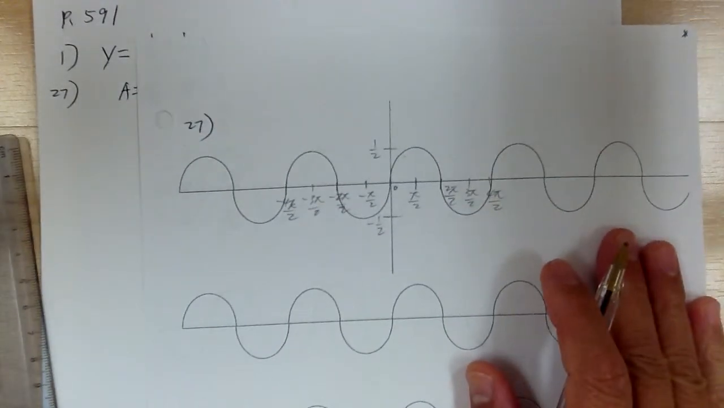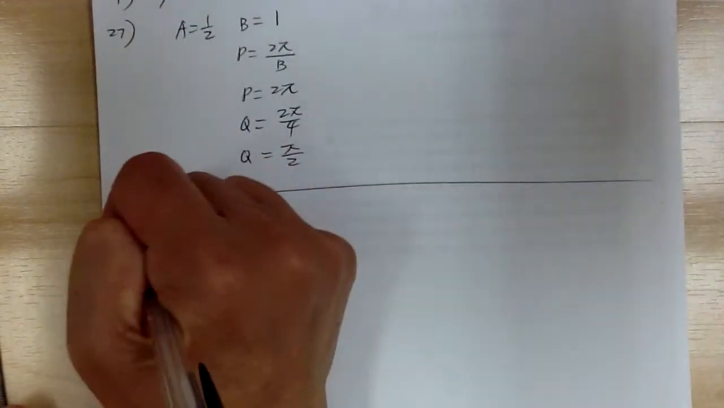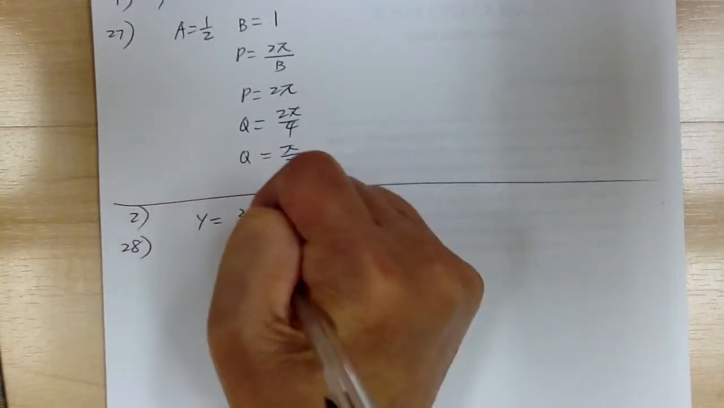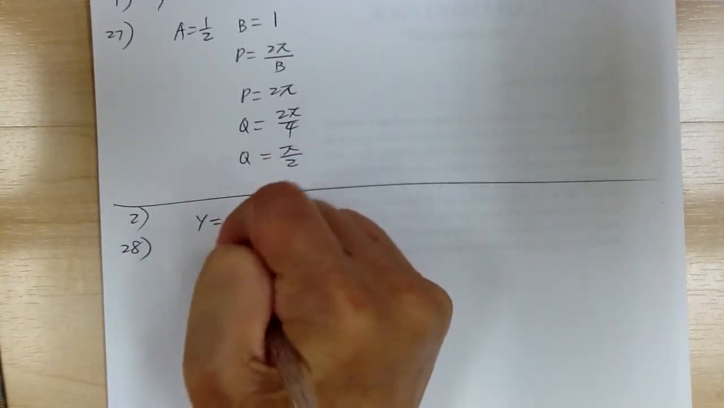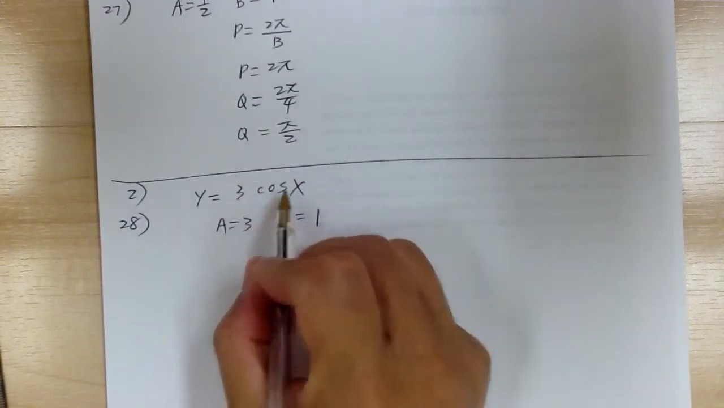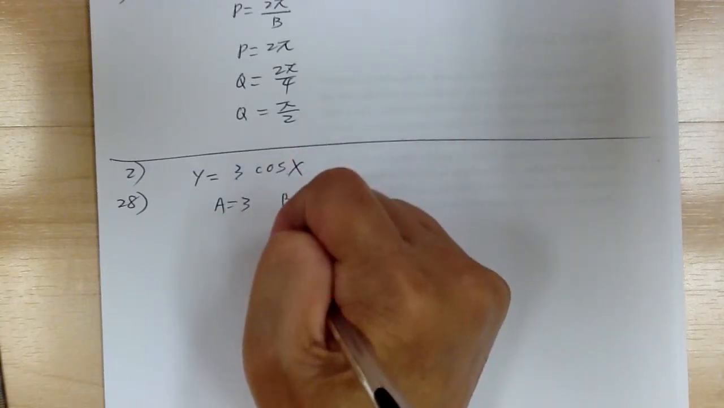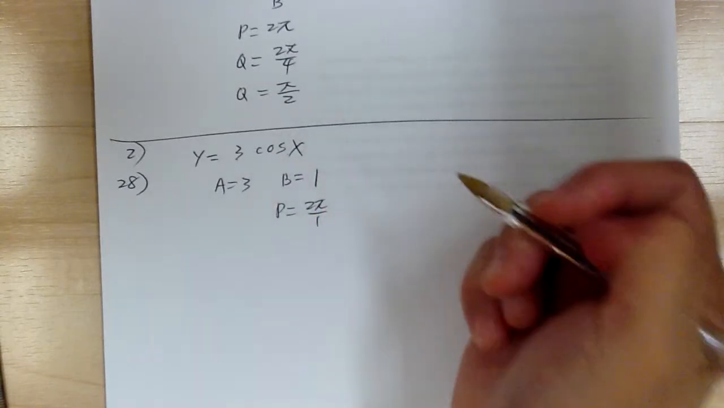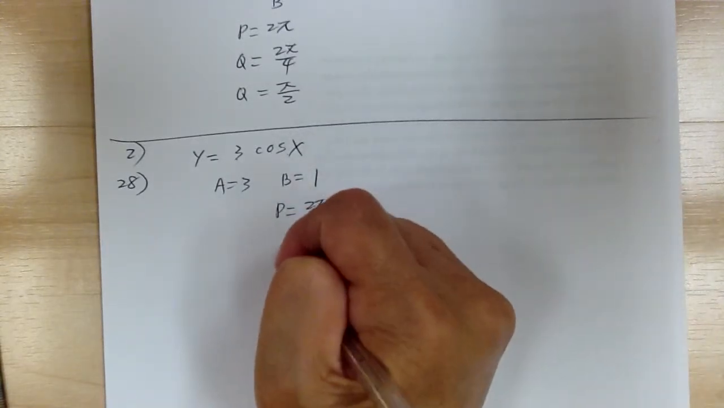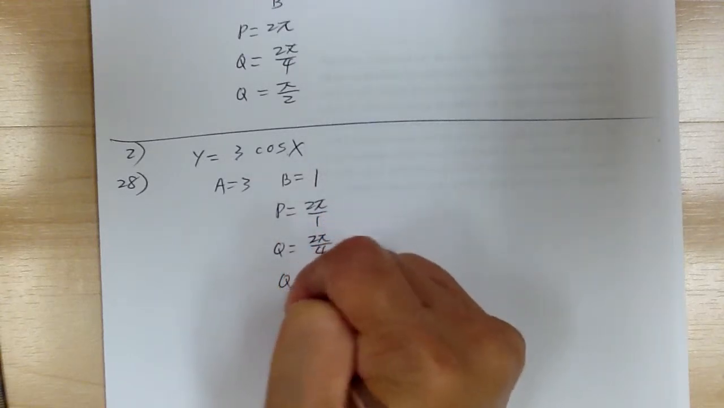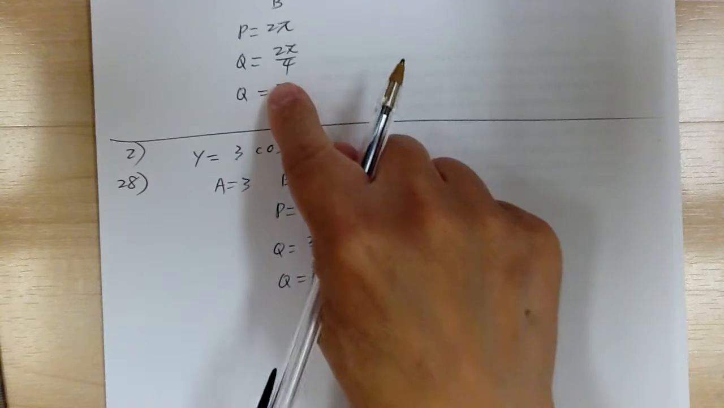Okay, let's go to number 2 and 28. Number 2, you have y equal to 3 cosine of x. So over here the a equal to 3, b equal to 1. That's a, that's b. And so period equal to 2 pi over b. So it's equal to 2 pi. And then the quarter wave is 1/4 of that. So just put over 4. And so q equal to pi over 2. So it's very similar to that.